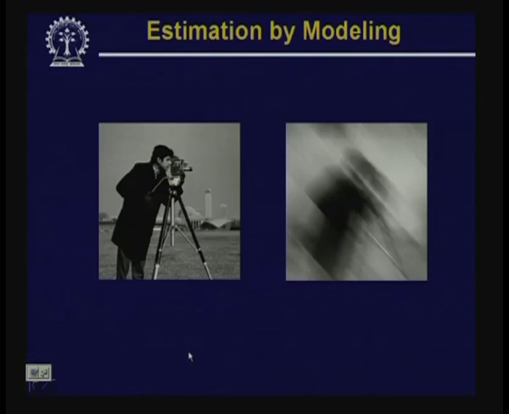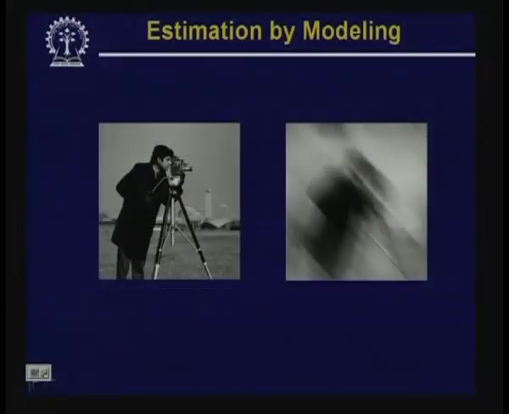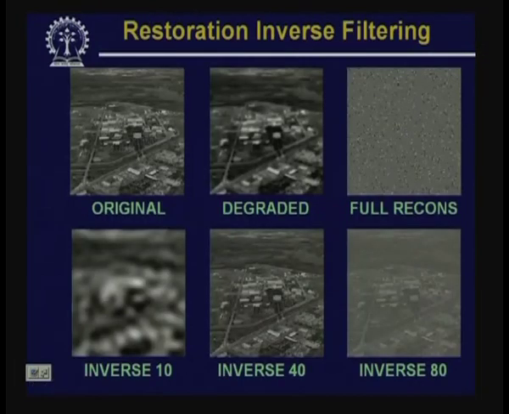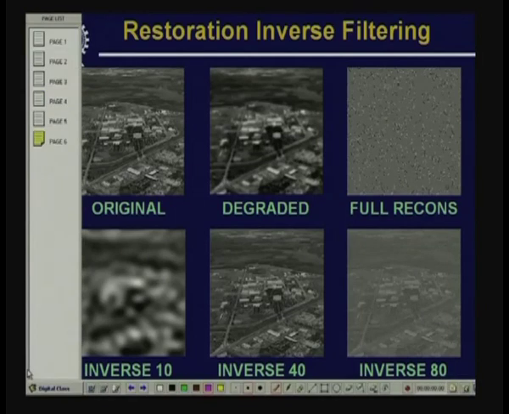Then we have seen that once you have the model for the blurring operation, you can employ inverse filtering to restore a blurred image. So, in the last class we used inverse filtering to restore images which are blurred by atmospheric turbulence. And here again, on the left hand side of the top row, we have shown the original image.